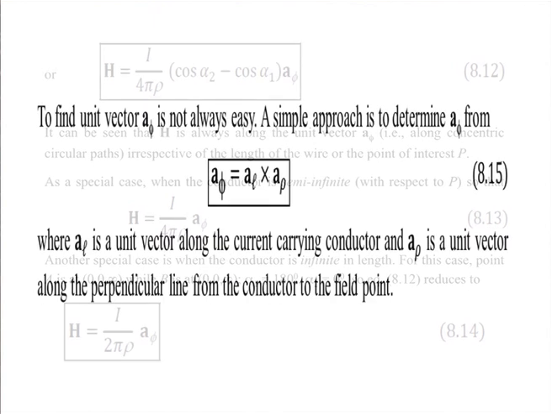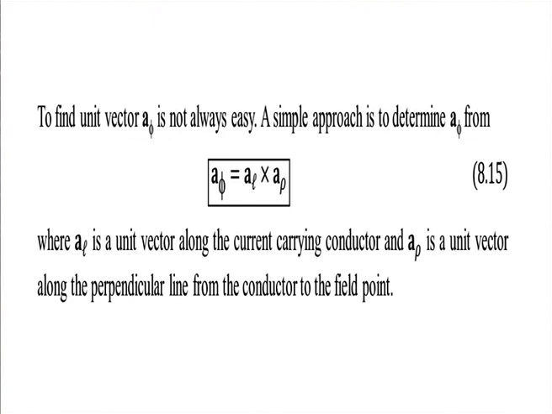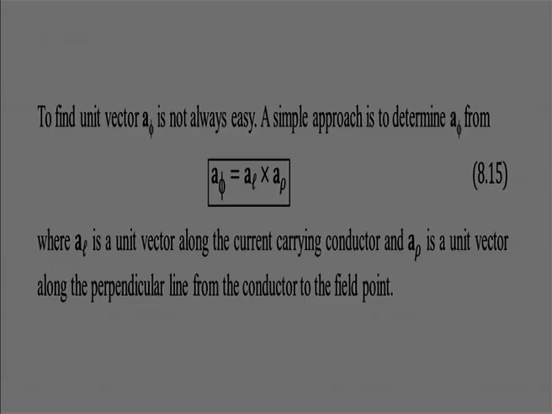To find the unit vector a phi is not always easy, and for that a simple method is that a phi is equal to al cross a rho, where al is the unit vector along the direction of the current element, while a rho is a unit vector along the perpendicular line from the conductor to the field point.